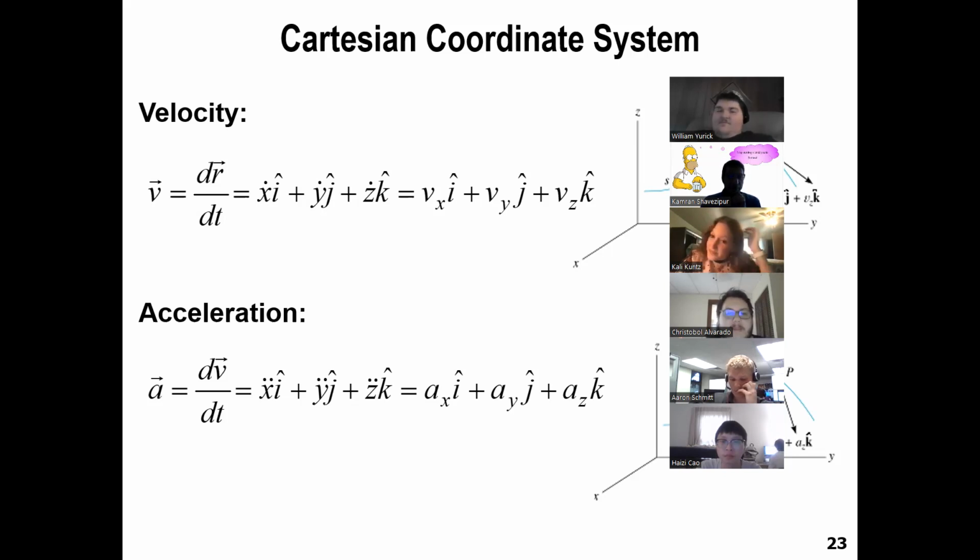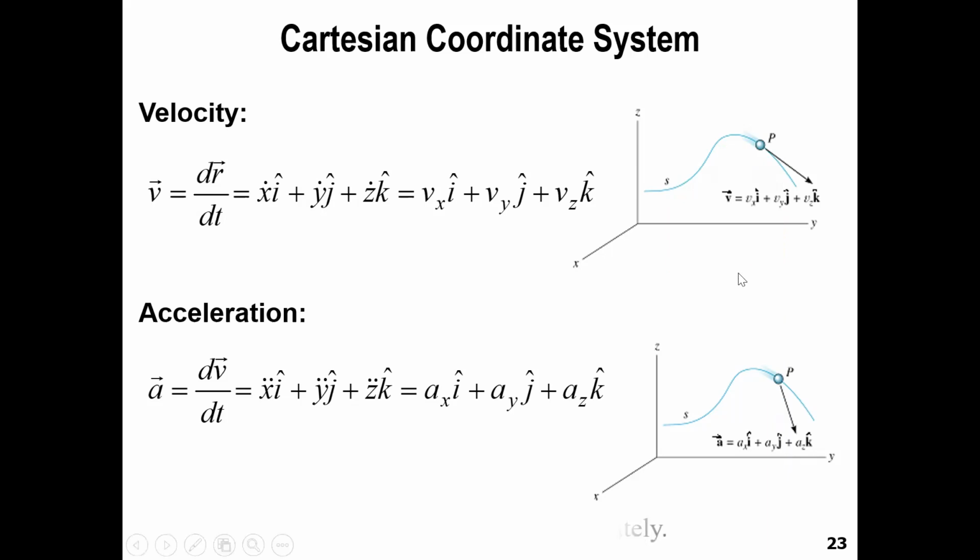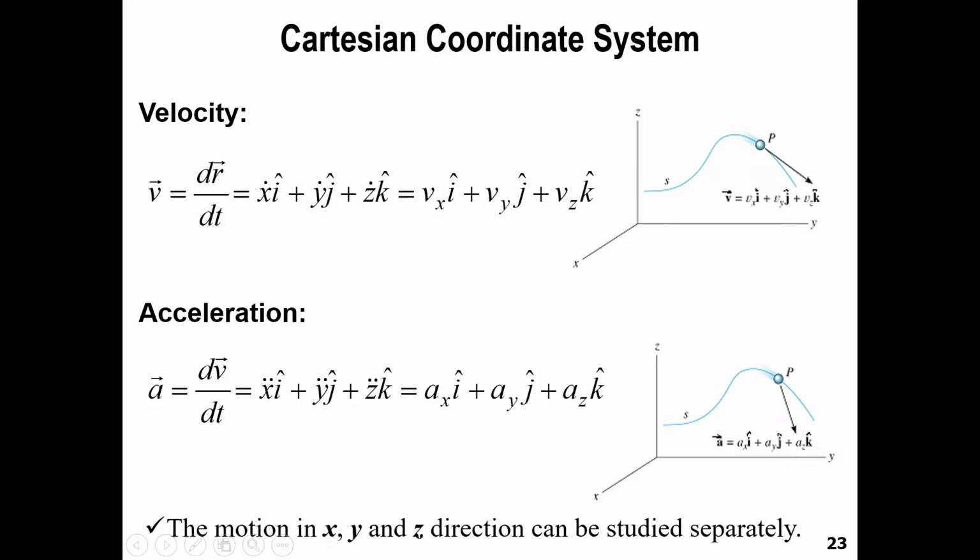Okay, so as I said, when you do this, because position of X, velocity of X, and acceleration, they're all X dependent, or Y dependent, or Z dependent, it looks like the X and Y and Z components can be studied independently. They don't interfere with one another. You will see in the other coordinate systems, that's not true. But for the Cartesian coordinate system, that is true.